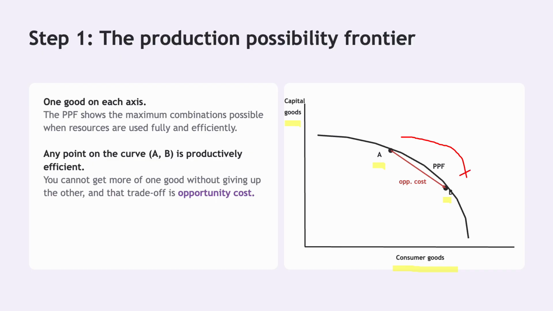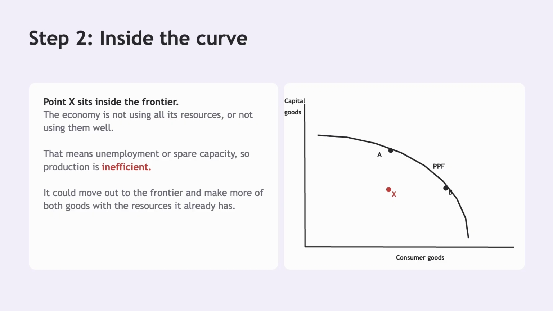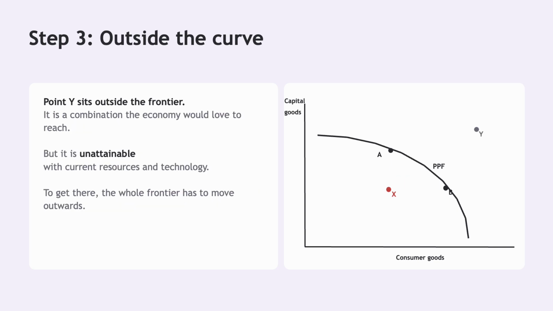Now look at point X, inside the curve. Here the economy is not using all of its resources, or not using them well, so there is unemployment or spare capacity. It is producing inside its potential, which is inefficient. The economy could move out to the frontier and produce more of both goods with the resources it already has. Point Y bar, outside the curve, is the opposite. It is a combination the economy would love to reach, but it is unattainable with current resources and technology. To get there, the whole frontier itself would have to move.